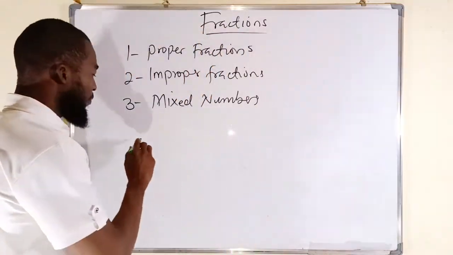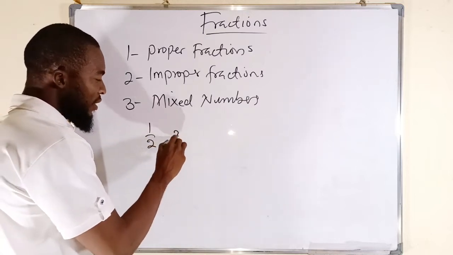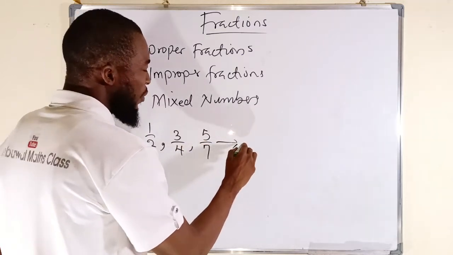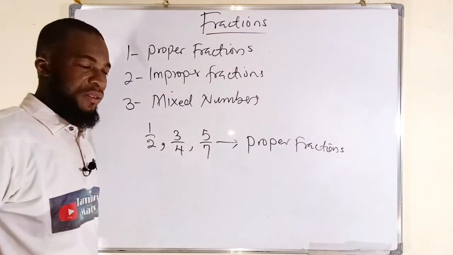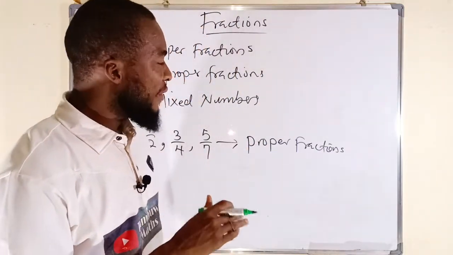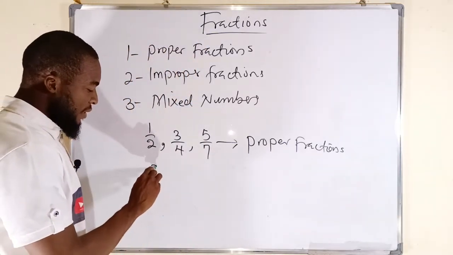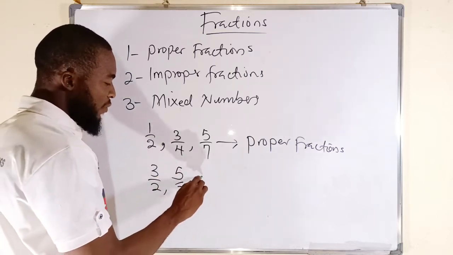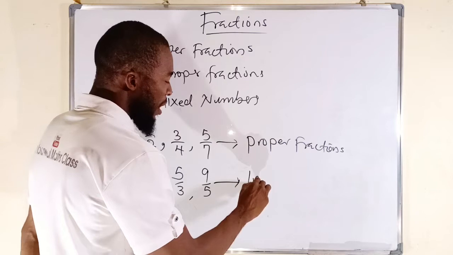For example, if I have 1 divided by 2, 3 divided by 4, 5 divided by 7, all these are proper fractions. And when you have the numerator greater than the denominator, we say that type of fraction is an improper fraction. We may have 3 divided by 2, for example, 5 divided by 3, 9 divided by 5. All these fractions are improper fractions.